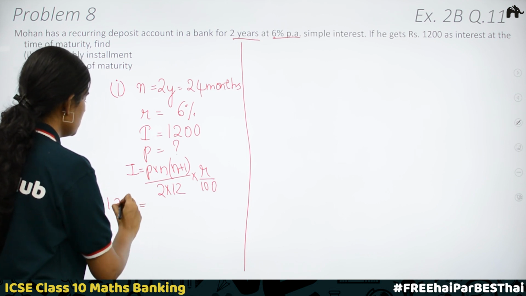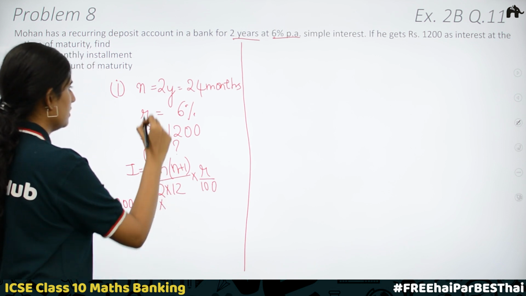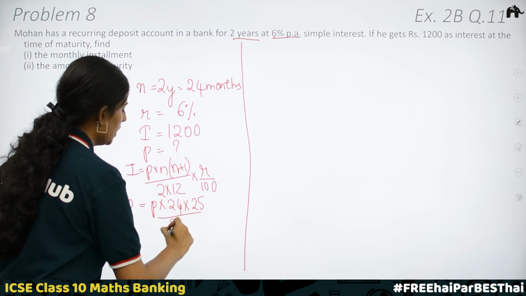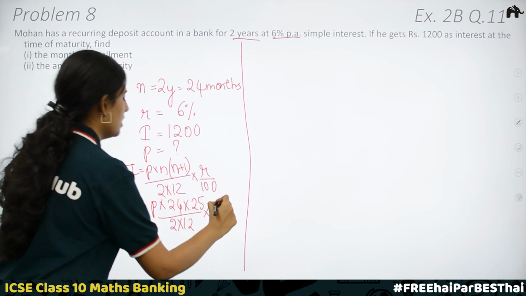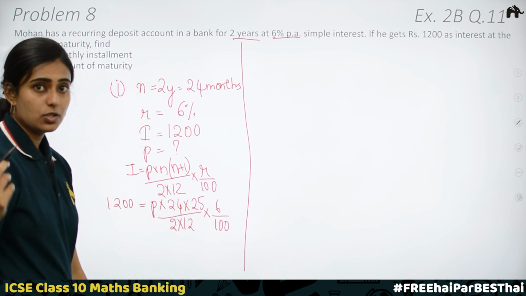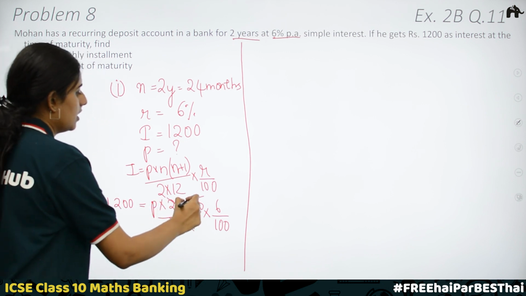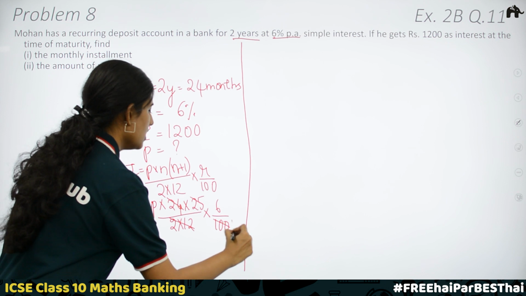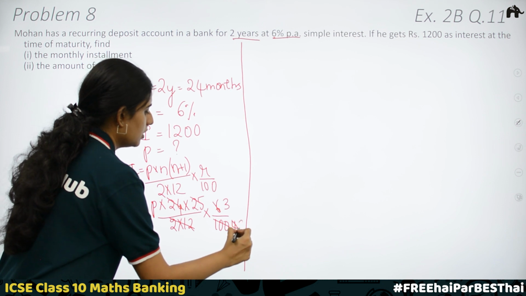I is 1,200. P, keep it as it is. Then N 24, N plus 1 25 divided by 2 into 12 into R by 100. 6 by 100. 2 into 12 is 24. Numerator again we have a 24 which can be cancelled. 25 and 100. 25 into 4 is equal to 100. 6 and 4 can be cancelled. You will be getting 3 and 2.